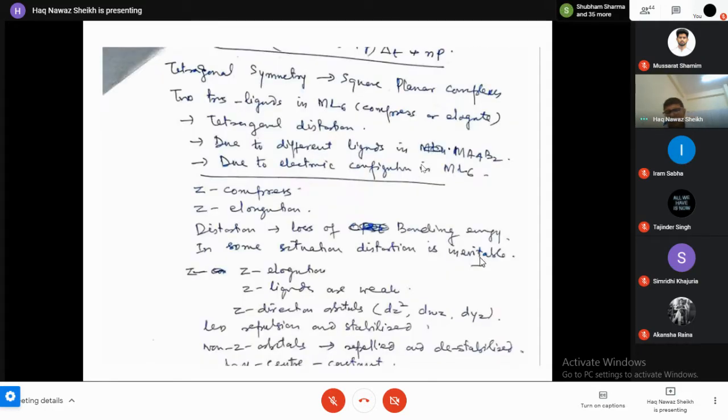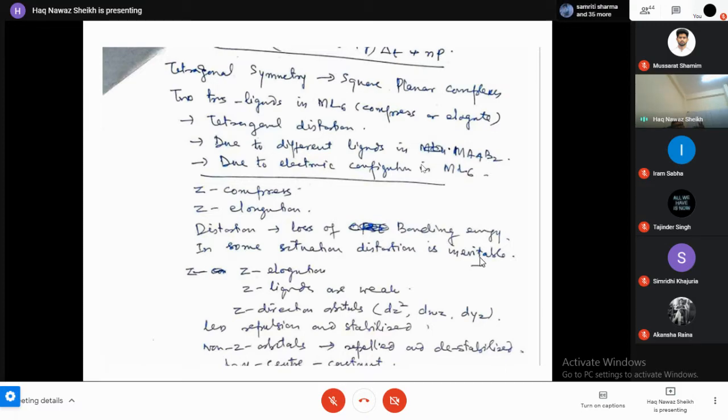Now let's go to the other geometry, that is the square planar geometry. As I said earlier, it's a case of tetragonal distortion. Square planars are derived from the octahedron geometry. Two trans ligands in ML6 compress or elongate. That is known as tetragonal distortion. So you have Z compression. Z is taken as the arbitrary direction, but it can happen in the X direction. It can also happen in the Y direction.